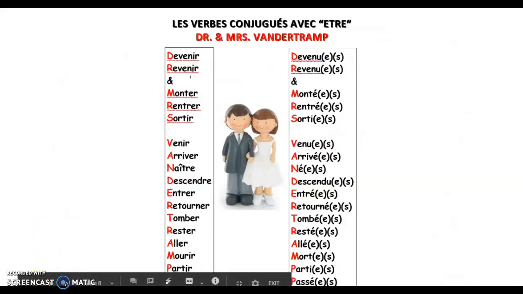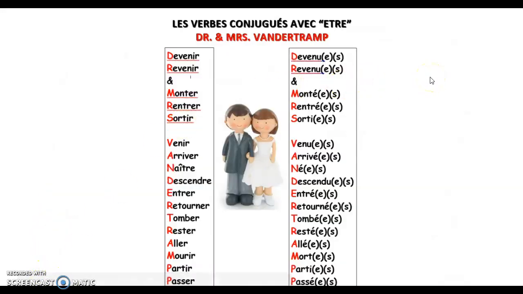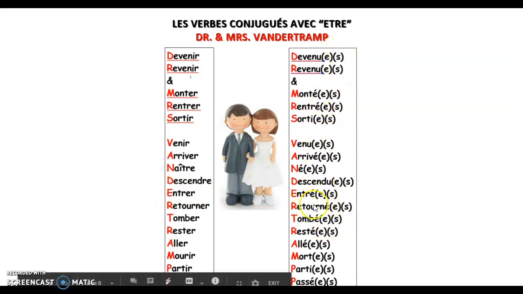The other way is called Dr. and Mrs. Vandertramp. And this is what's useful for me because I can know exactly if I'm missing one. So you have the words Dr. and Mrs. Vandertramp spelled out. Note that there are 2 P's on Vandertramp. And each letter is a verb. So you have the same verbs just in a different format. I like this one because it gives you the past participles as well. So you can look across and see what the past participles are.